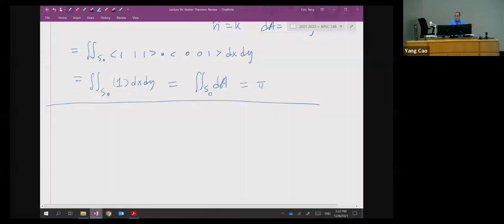Now, Stokes theorem is a very important theorem, so it will be tested in the final exam. Although this is the last lecture, it will be part of the final exam. As I'm going to review here, and as you probably realize, the last couple of weeks of lectures are really the highlight of the course.